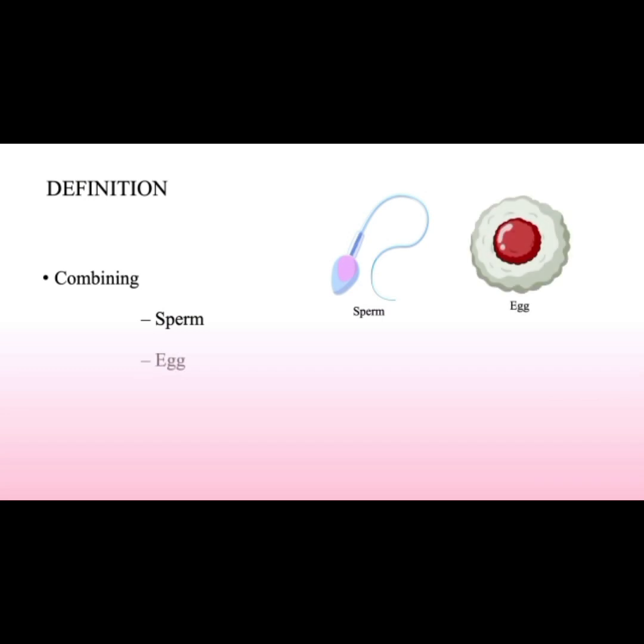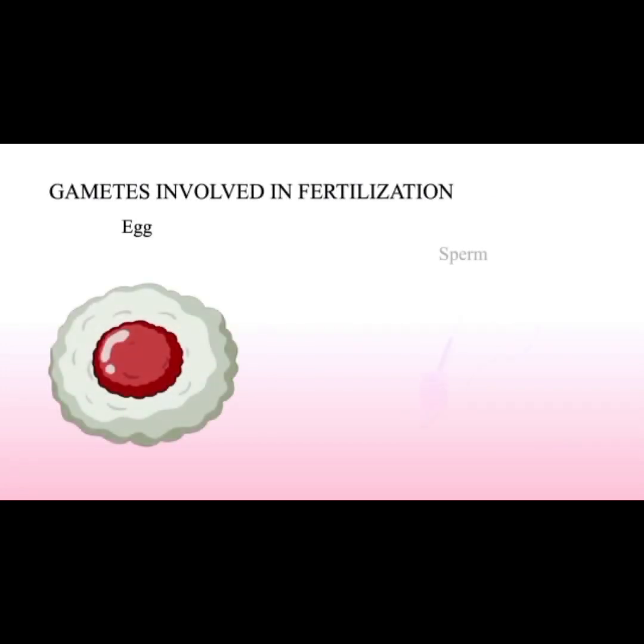Fertilization in humans. Fertilization is a process of combining the male gamete sperm with the female gamete egg. The product of fertilization is called a zygote. Gametes involved in fertilization. The gametes involved in fertilization are egg and sperm.